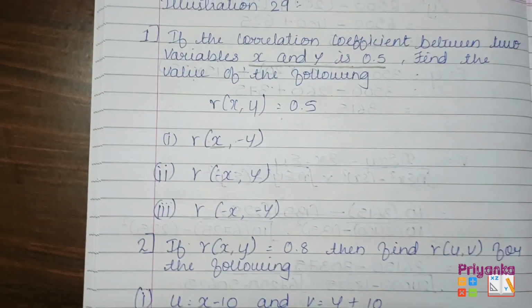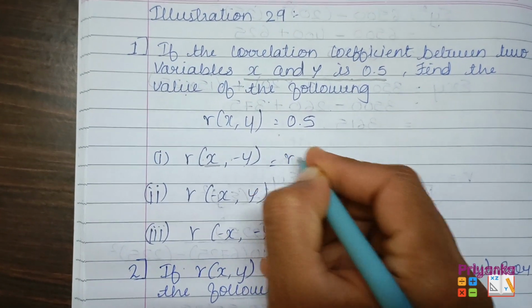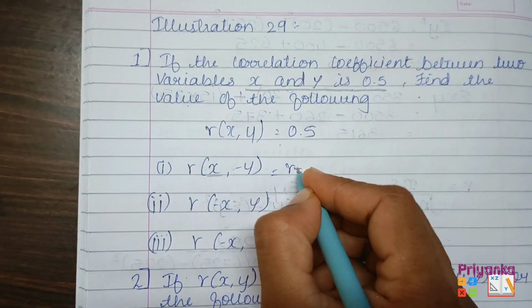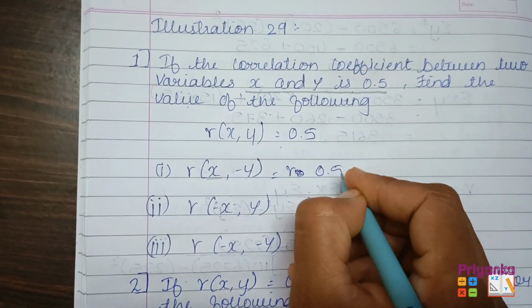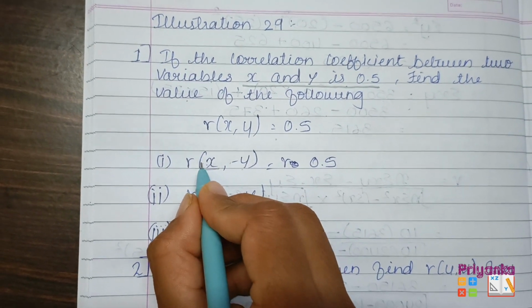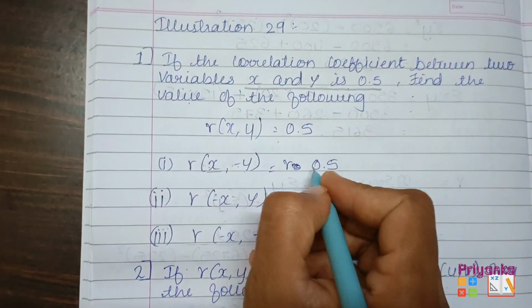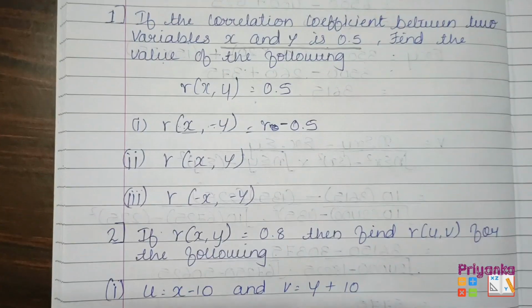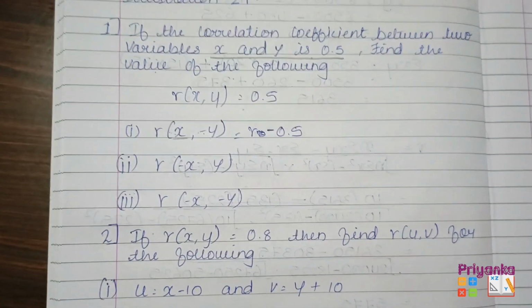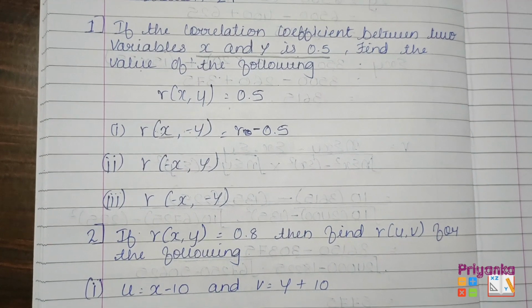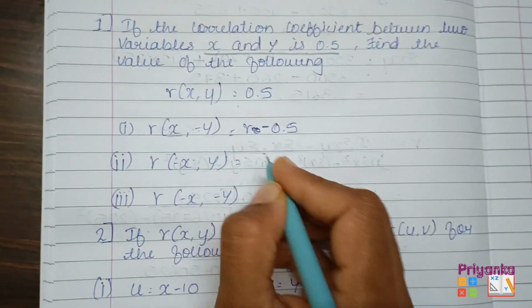So here we will write down r is equal to 0.5. Here we can see this is in the plus sign and this is in the minus sign. So here we'll give the answer as minus 0.5. That's it. This is what exactly we have to do in such a question. It comes for 1 mark.